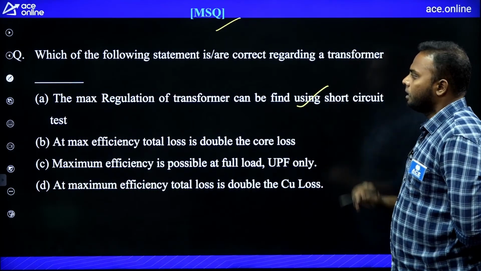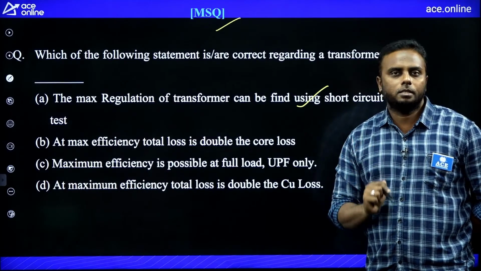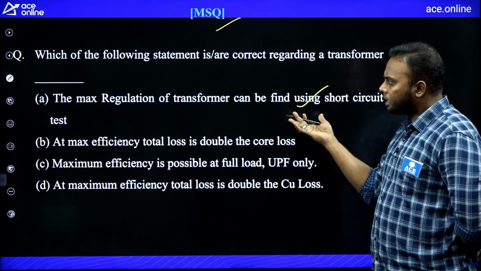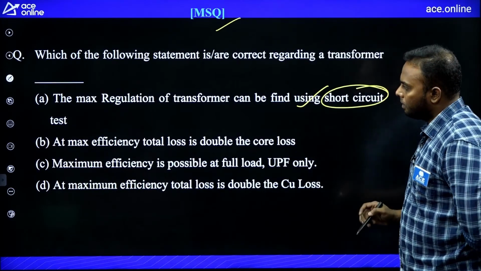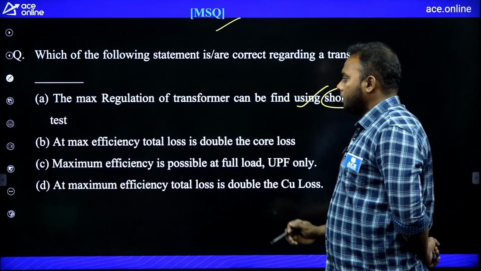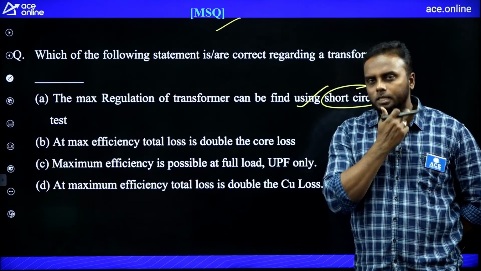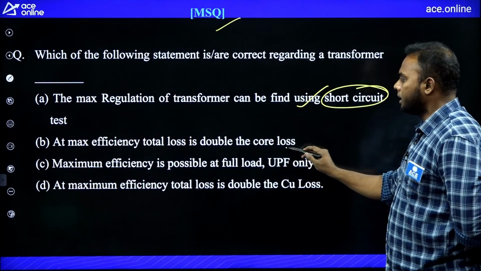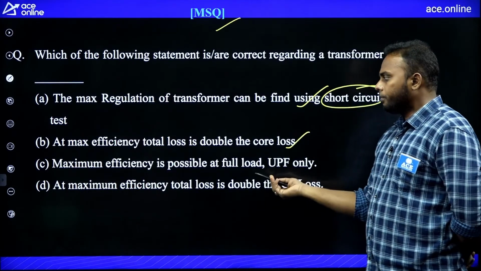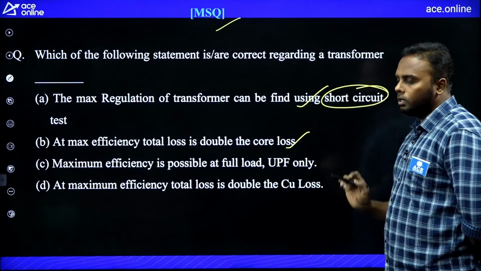Yes, right it is. Because what is maximum regulation? Percentage impedance is the maximum regulation, and that percentage Z we will get in the short circuit test. Yes, that is correct. Next, at maximum efficiency, total loss is double the core loss. Whenever we get maximum efficiency, the total loss in the transformer is 2 times the iron loss, no? That is also right.